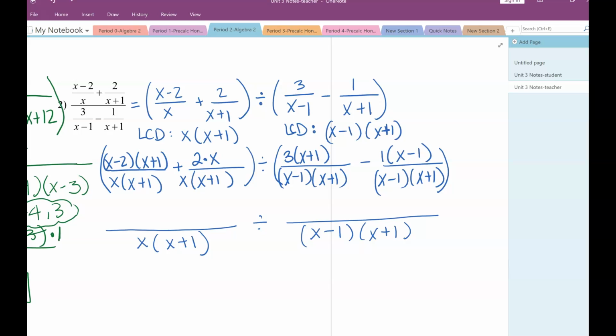X times x is x squared. X times positive 1 is positive x. Negative 2 times x is negative 2x. Negative 2 times 1 is negative 2. I'm going to leave it right there for now. Why don't you guys do me a favor and distribute these over here? Be very careful. This should be a minus a quantity, right?